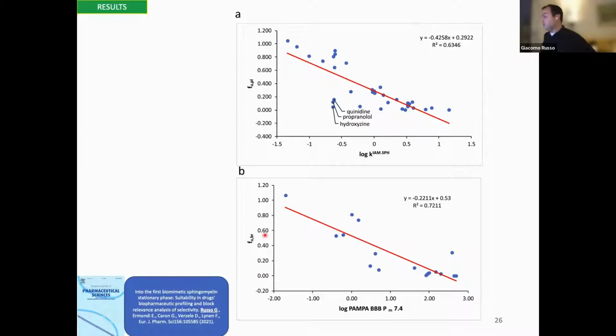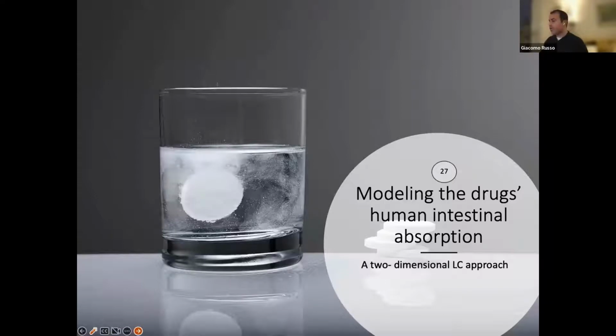So PAMPA BBB is essentially a variation of the conventional PAMPA, which is done using, rather than lipids in dodecane, porcine brain lipid extract. So it's actually an extract that is able to mirror much more closely the interaction taking place essentially in the brain.